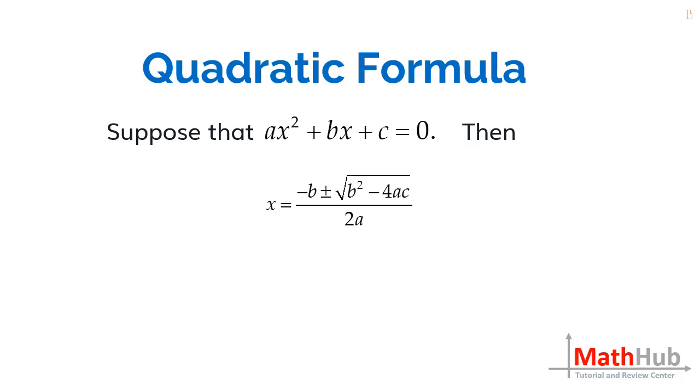If the quadratic equation, the non-zero side, you cannot factor it, you can use the quadratic formula. So this is the formula. x is equal to negative b plus or minus square root of b squared minus 4ac, over 2a. It's really important that you memorize this formula by heart.